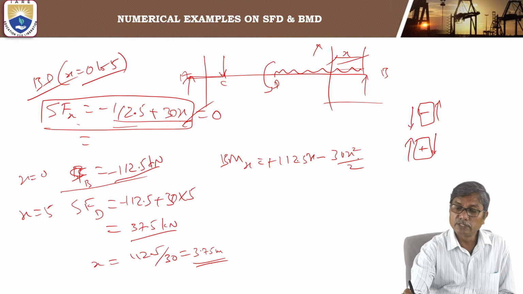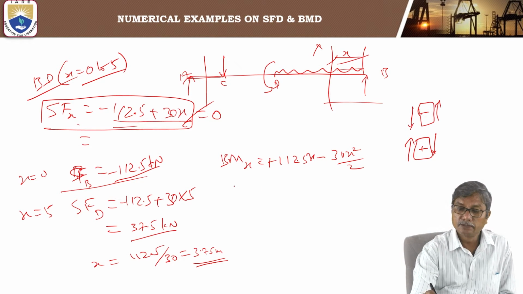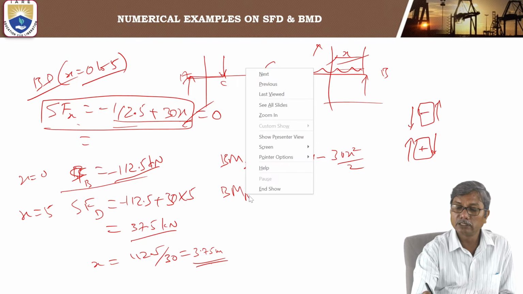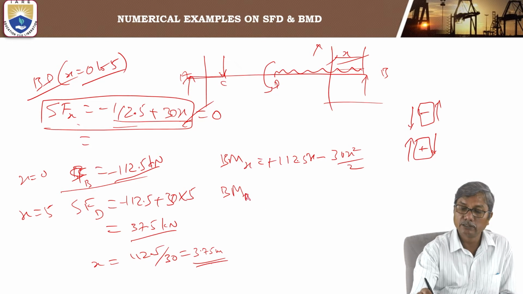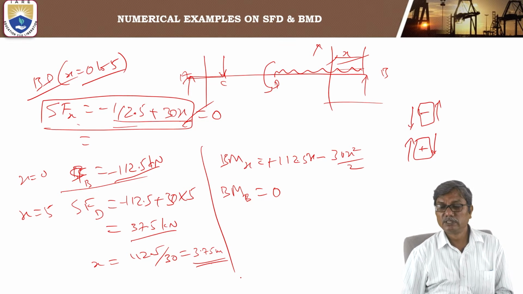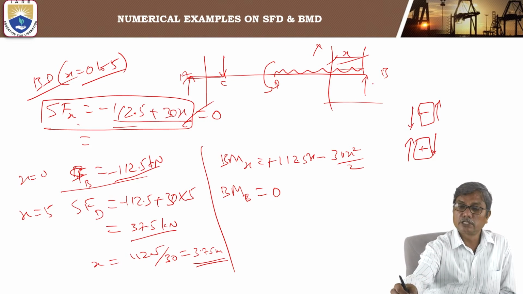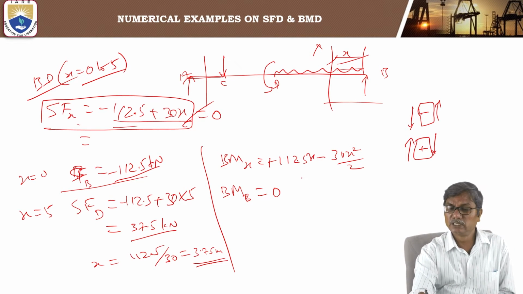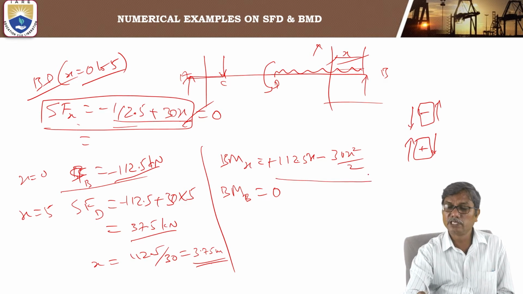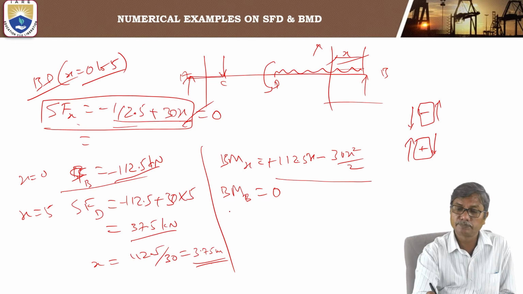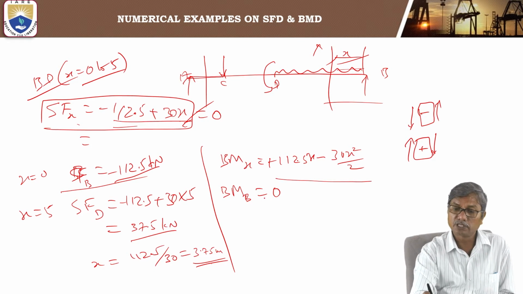So it is 15x squared. Okay. So at x equal to 0, the bending moment at B will be 0. At x equal to 0, the section will be at B, and from this equation, the bending moment will be 0 at that point. At simple support, actually, bending moment is 0. Now at x equal to 5, the section is at D.